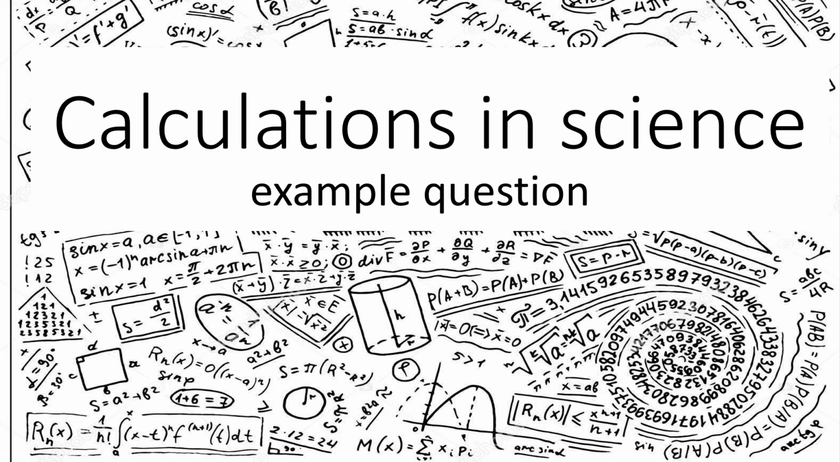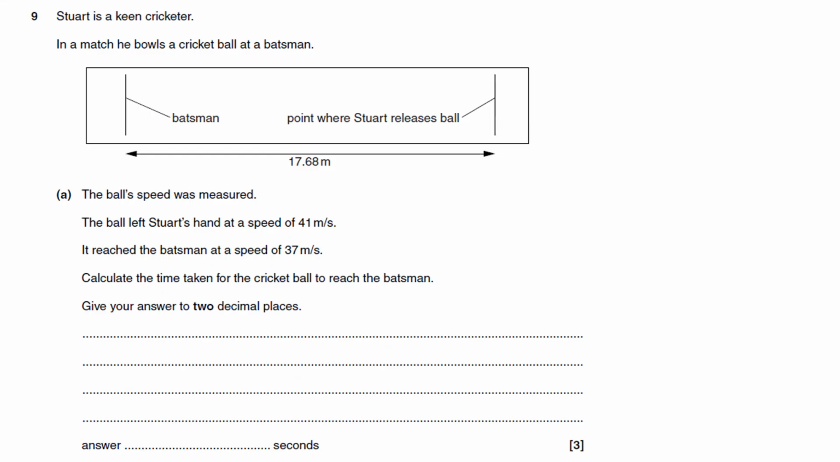Hi there, let's do some calculations in science. We're going to look at an exam question that's got some maths in it. So, Stuart is a keen cricketer. In a match, he bowls a cricket ball at a batsman.